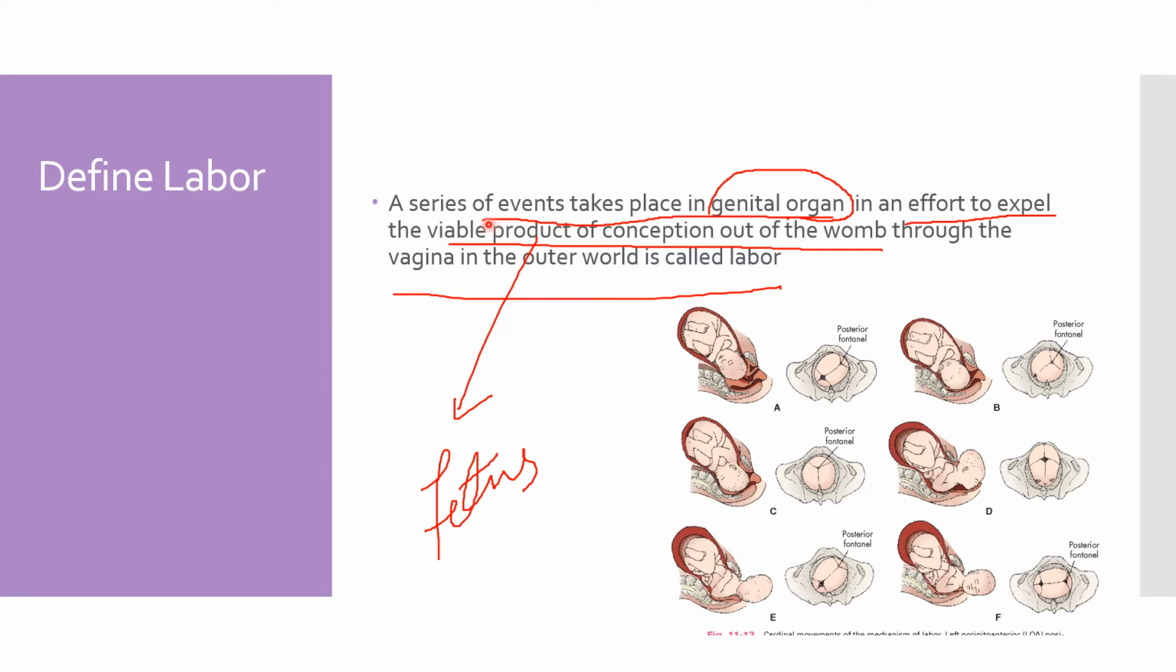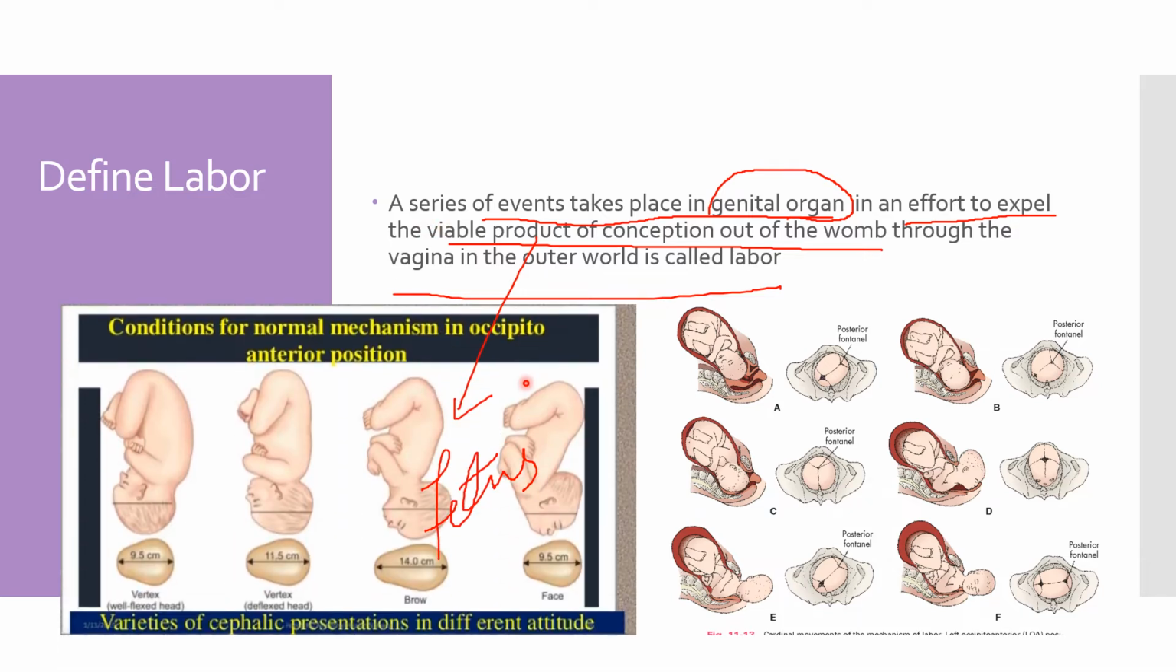So the events take place in the genital organs to expel the viable product of conception out of the womb, in which way? Through the vagina into the outer world. So this is the definition of labor. This is the most common and easiest definition. Please understand the basic concept first, then you can memorize this definition.